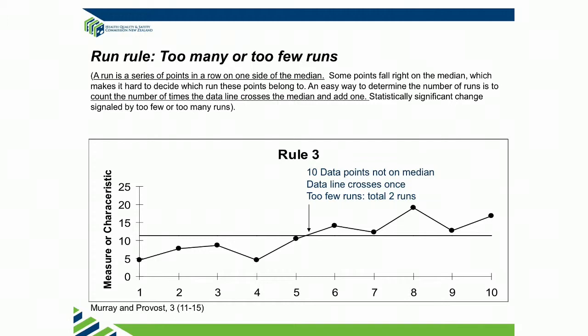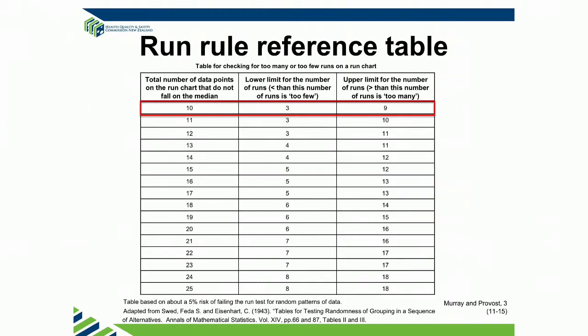The easiest way to count a run on your run chart is to count how many times this line crossed the median line. Just count those numbers and add 1. So that will be the number of runs. Once you know how many runs, there is a grid which is on your table as well.